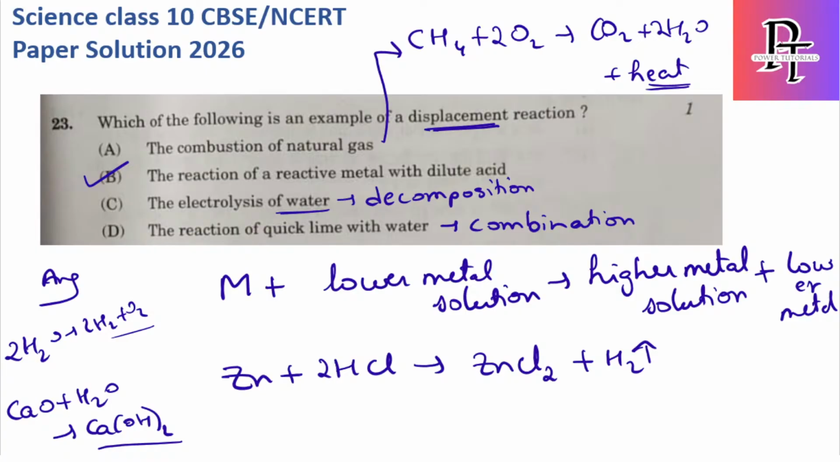So hope you understood all the other options. First one is combustion of natural gas: methane plus oxygen gives rise to carbon dioxide, water and heat, and this heat is used for cooking. So that's why it is called combustion of natural gas. We use it for cooking purposes.